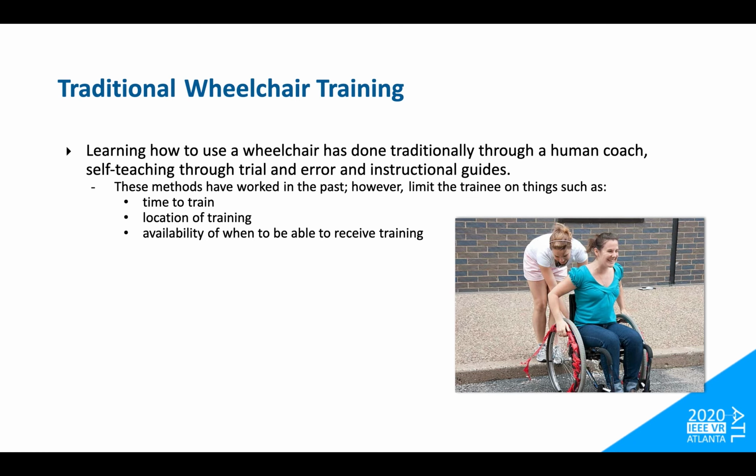Currently, there are 3 main ways to learn how to use a wheelchair. The first involves the use of a human coach. This generally involves one-on-one in-person guidance from an experienced individual and is known to work well and be an effective form of training. The next method is self-teaching through trial and error. Of the 3, this is the least effective. This is followed by instruction by either video tutorial or instruction manuals. All these approaches have limitations such as the time to complete the training, the location of the training, and the availability of when one can receive the training.